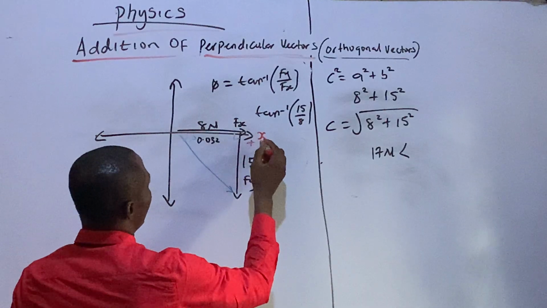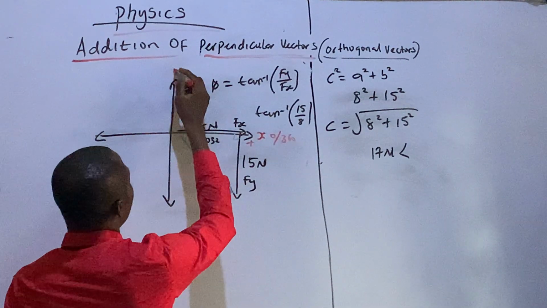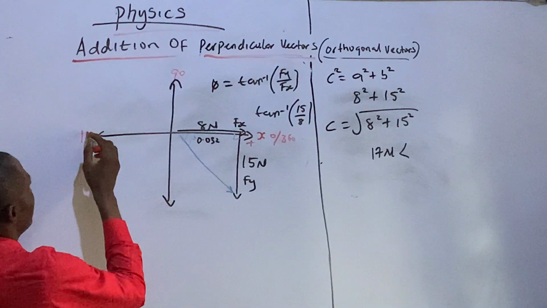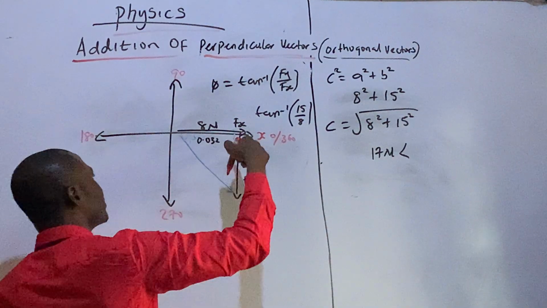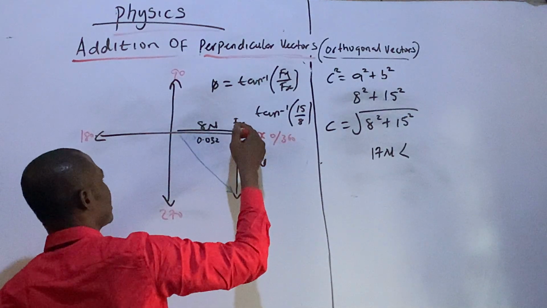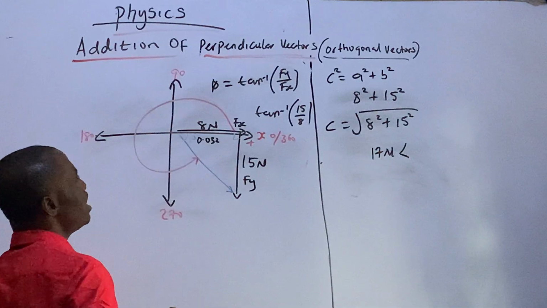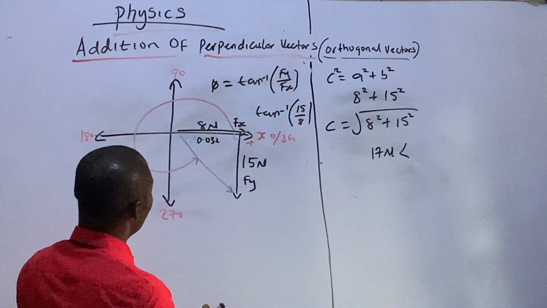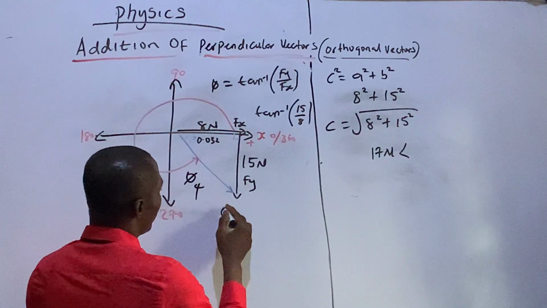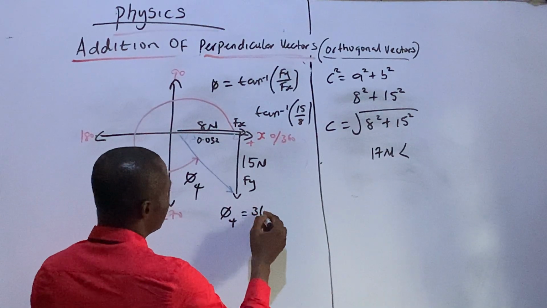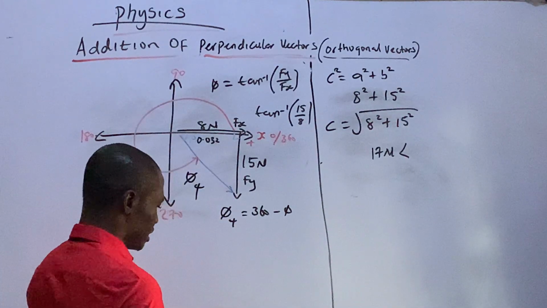Recall, this is the positive x-axis, and this is 0 and also 360 degrees. This is 90, this is 180, this is 270. I need an angle that is relative to the positive x-axis. Because this is the fourth quadrant, the angle will become 360 minus theta. Now what I'm going to do is 360 minus this value.